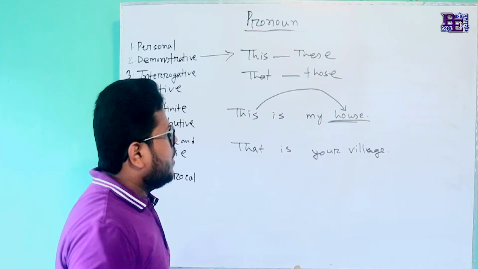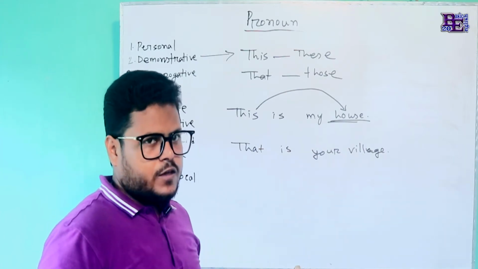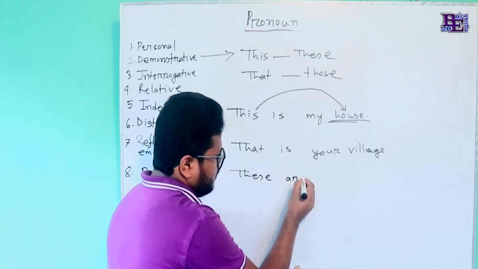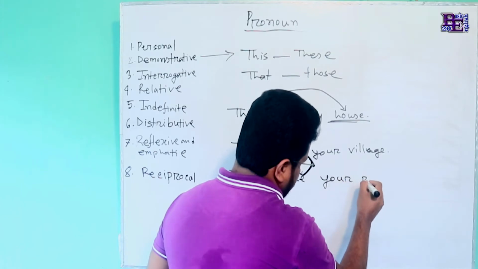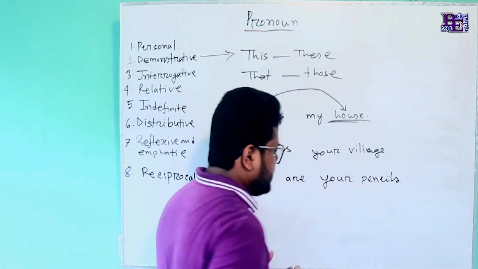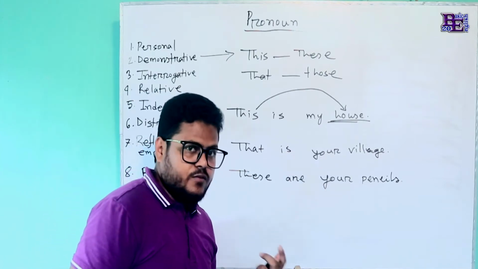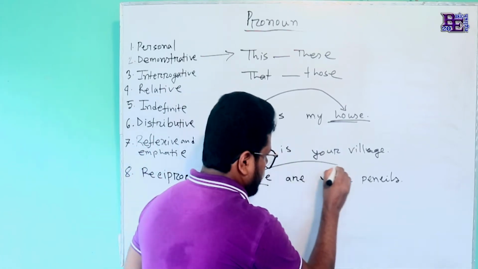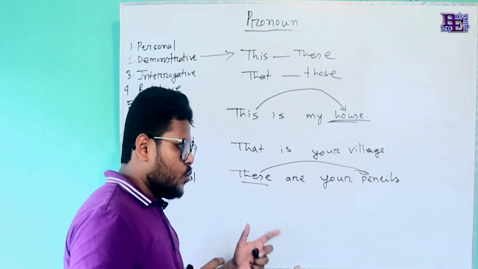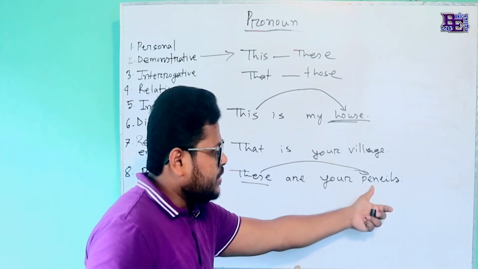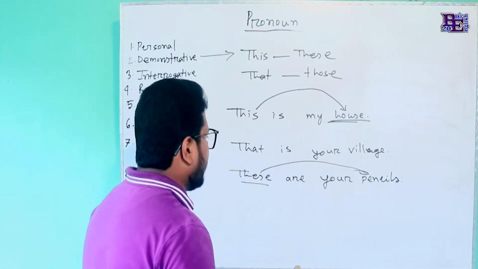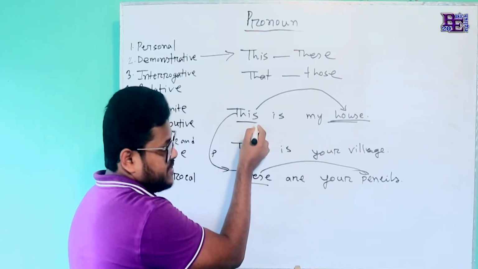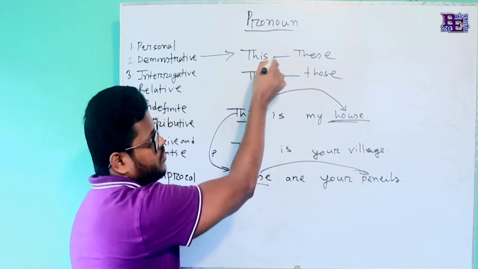Okay. So if you just want to refer to plural things that are near you, then you can say, these are your pencils. That means the pencils are near you. Okay, that's why you are using these are your pencils. So these refers to the pencils. Okay, and we are specifically meaning these pencils, nothing else. Okay, and these is the plural form of this. This is singular and these is the plural form, as I already told you over there.